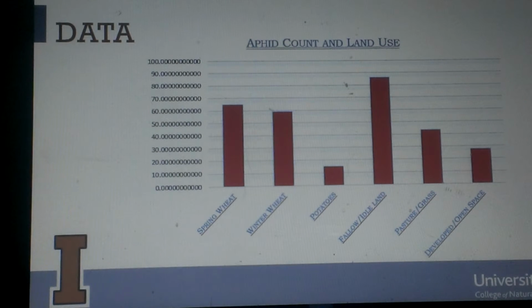I then averaged the sweepnet data in Excel for each crop type and plotted the numbers on the y-axis. As you can see, the highest value of aphid counts was fallow and unused land, followed by spring wheat, winter wheat, pasture and grassland, developed or open space, and then potatoes.